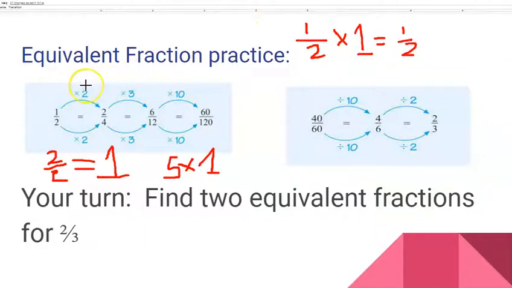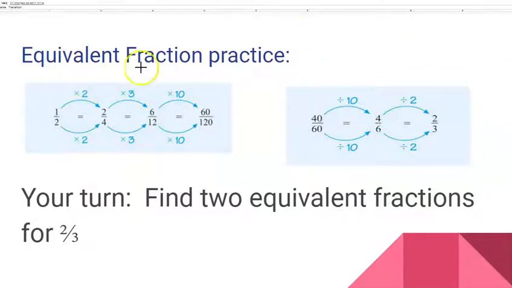So we know that we can multiply by the same number on the top and the bottom because those both equal 1 whole. So anything multiplied by 1, it still gets the same thing. So here they multiplied by 2 and they got 2. 1 times 2 is 2. 2 times 2 is 4.